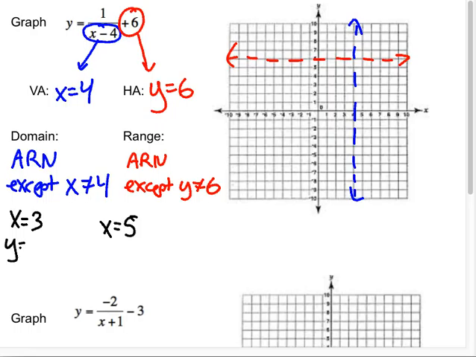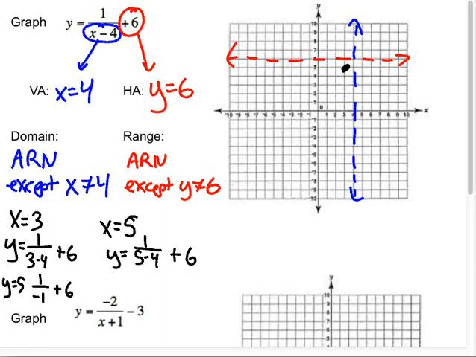So 1 over 3 minus 4 plus 6. So that's going to be 1 over negative 1 plus 6. So negative 1 plus 6, that's going to give me a y of 5. So I have a point at 3, 5. Now let's plug the 5 in. So 1 over 5 minus 4 plus 6. So 1 over 1 plus 6. So that gives me 7. So I'm also going to have a point at 5, 7.